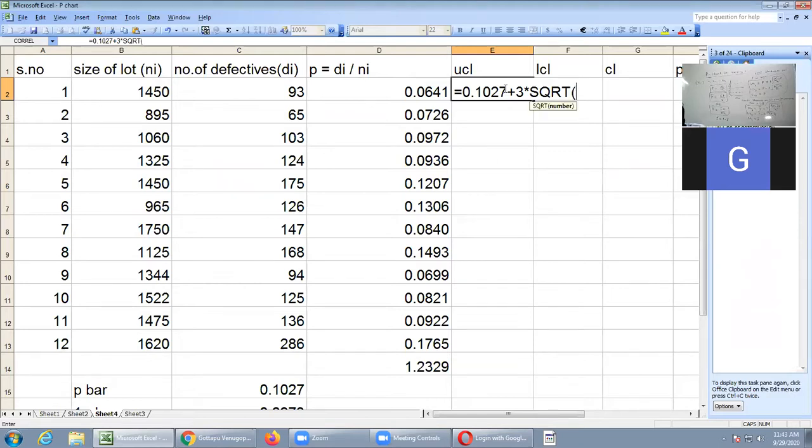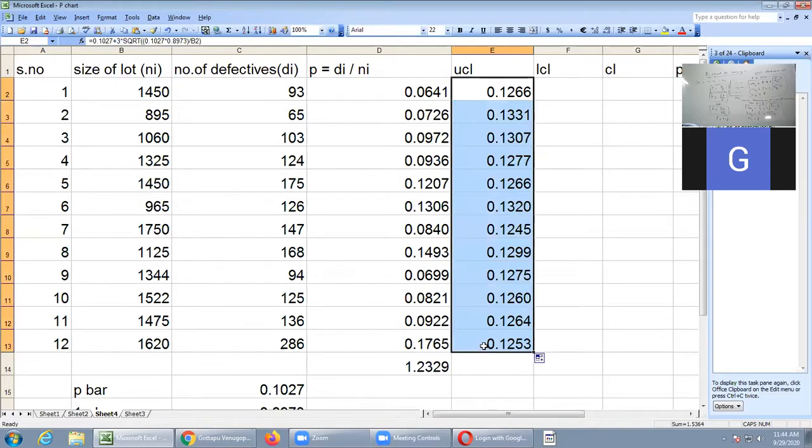So open brackets, 2 brackets. Now P bar into 1 minus P bar. P bar means 0.1027 into 1 minus P bar value 0.8973. Now close the bracket and then divide by Ni, which is changing. So I am selecting the first value, closing the bracket and pressing enter. 0.1266 you are getting. Now you can drag. Earlier you were getting wrong values because I forgot the SQRT option.